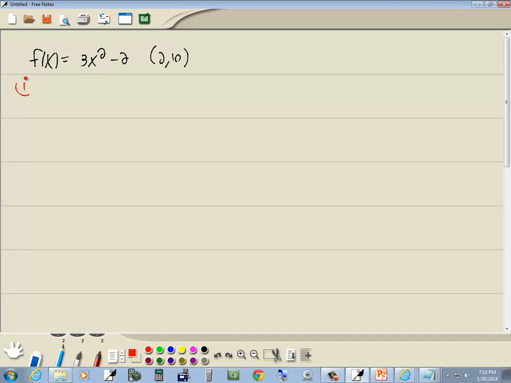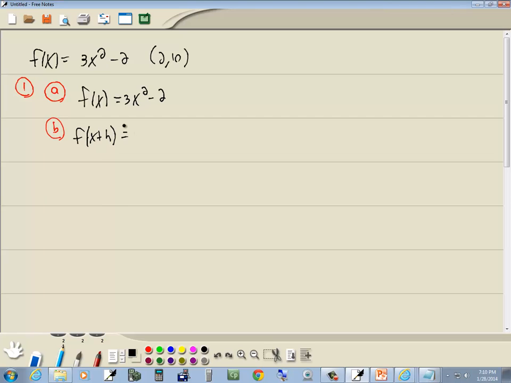Our first step, find the derivative. And the first substep within that is to find f(x). Well, f(x) is given. So f(x) is equal to 3x squared minus 2. Now our second substep is to find f(x plus h).